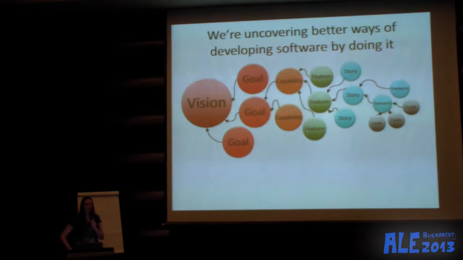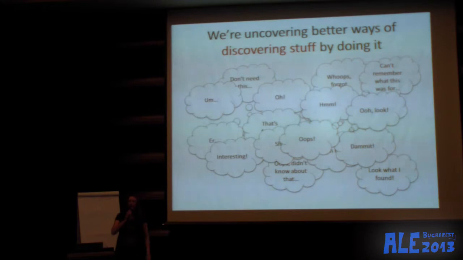This isn't Agile's differentiator. This isn't what Agile really does. We're uncovering better ways of discovering stuff and discovering it early and quickly while there is still time to forgive us, while we still have time to react to the things we discover. And that is Agile's differentiator. Agile is a forgiving methodology, at least if you don't do Scrum by the book.